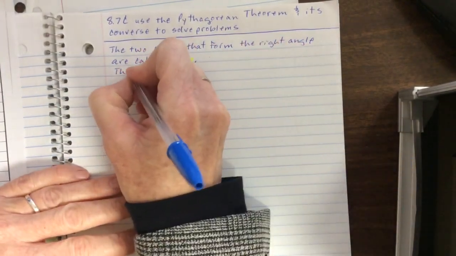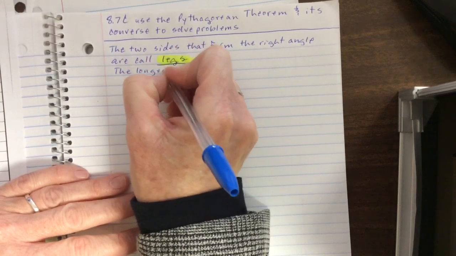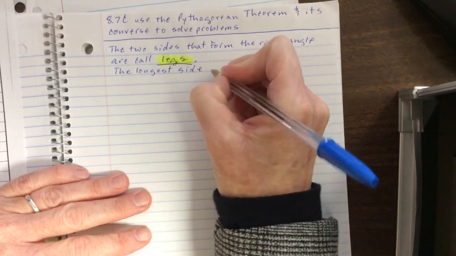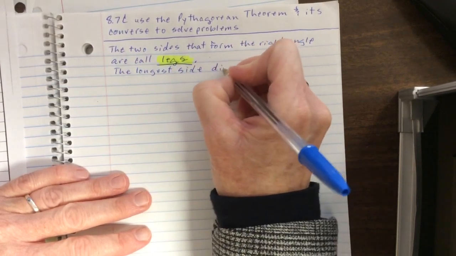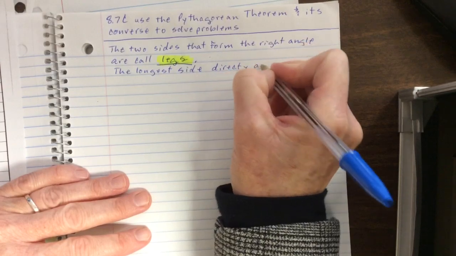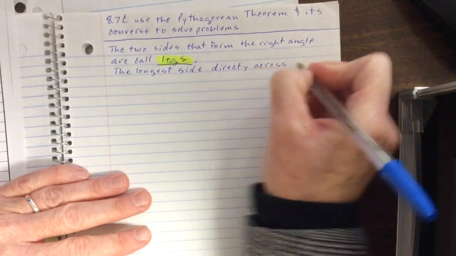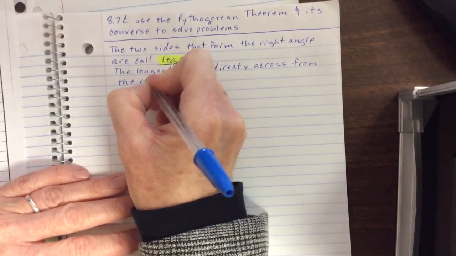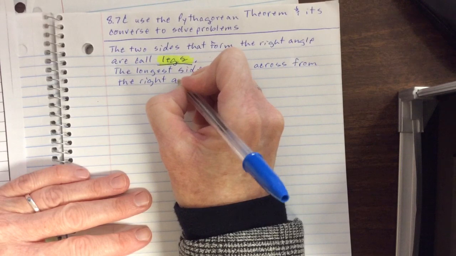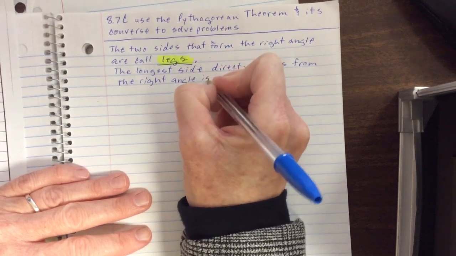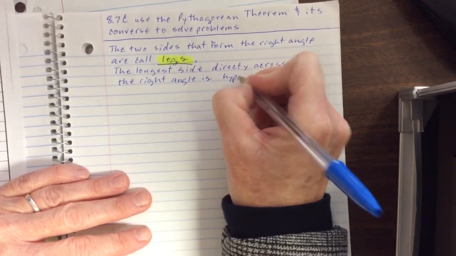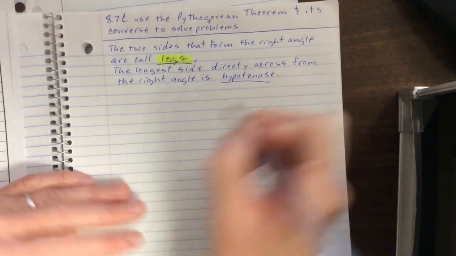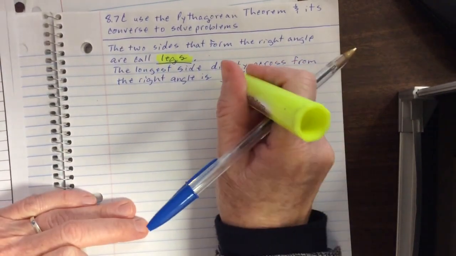The longest side, which is directly across from the right angle, is the hypotenuse. Okay? So let's draw our triangle.